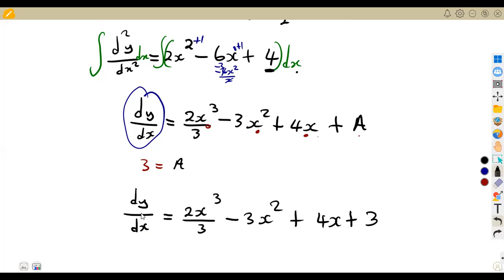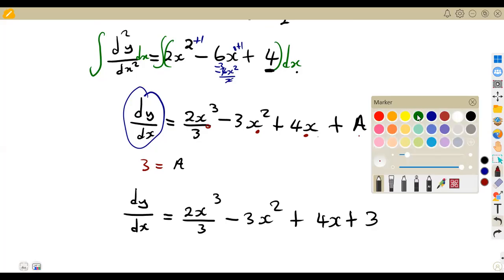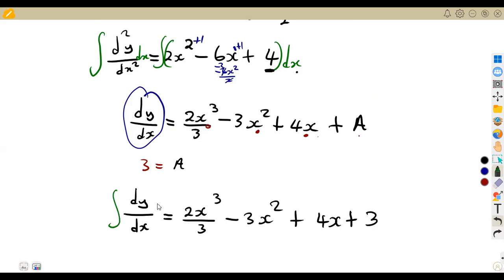Remember, we need to find the value of y. When we had the second derivative, we integrated and got dy dx. So we apply the same concept. We have to integrate dy dx with respect to x, and we also integrate this side with respect to x. The moment we integrate dy dx, that's where we find the expression for y.